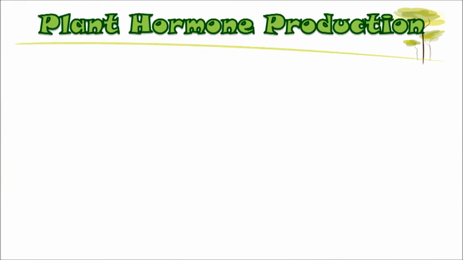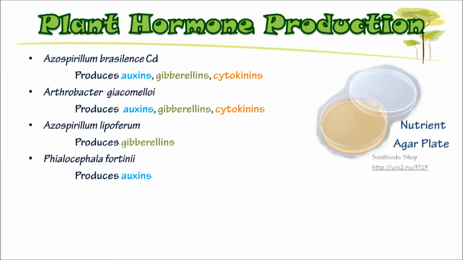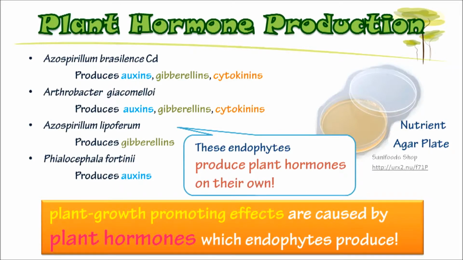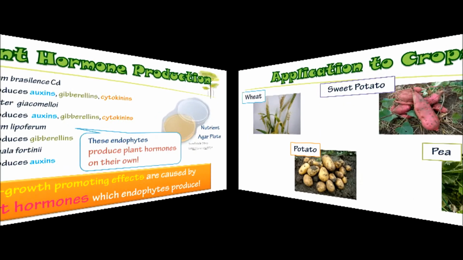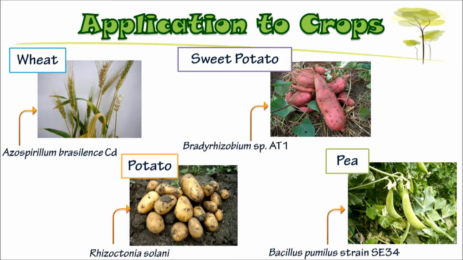Some endophytes produce plant hormones such as auxins, gibberellins, cytokinins in nutrient agar plates. This means that these endophytes produce plant hormones on their own without host plants. From these characteristics of endophytes, plant growth promoting effects are likely to be caused by plant hormones which endophytes produce. By applying suitable endophytes to many kinds of crops, we can increase yield of a variety of crops.